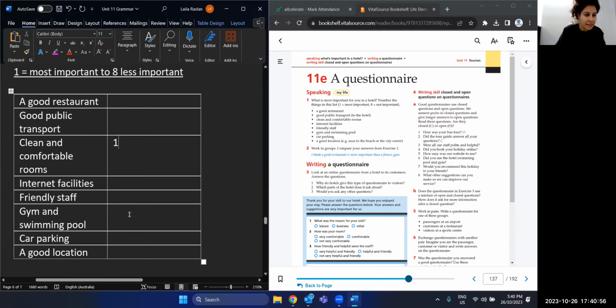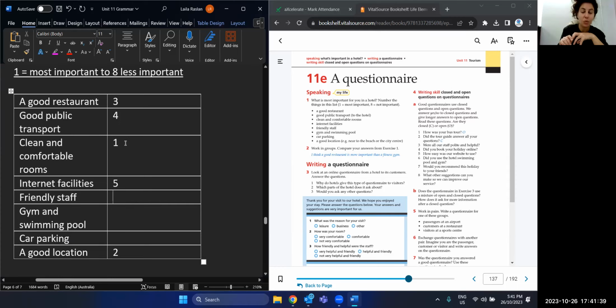After, I might, a good restaurant. Maybe the location, number 2 for me. And then the food, transport, internet, actually friendly staff. Okay, so you guys do the same.